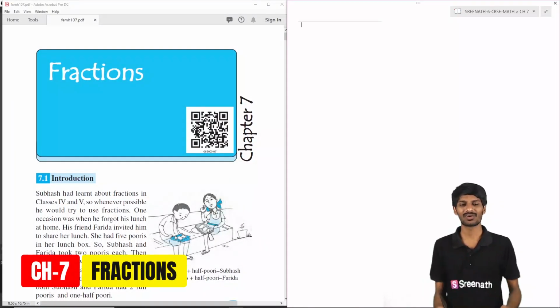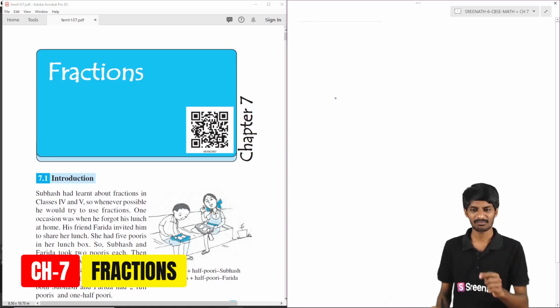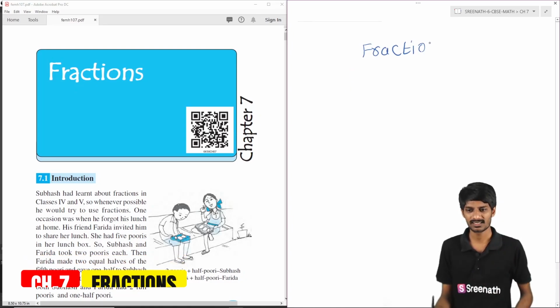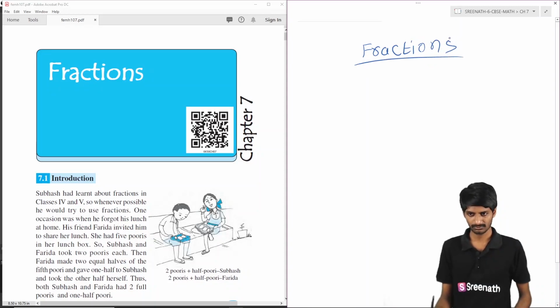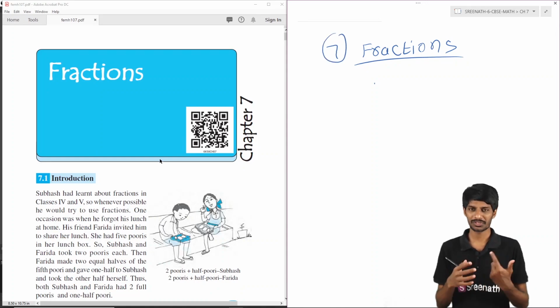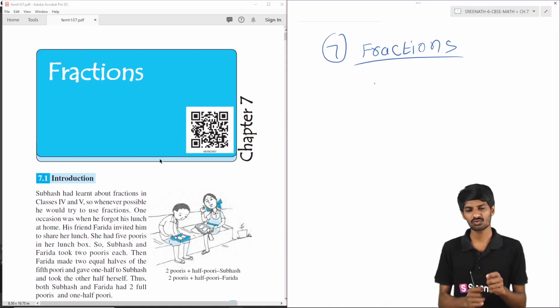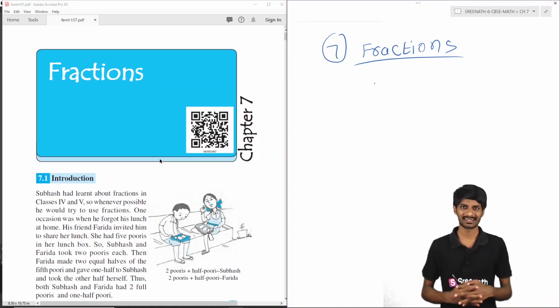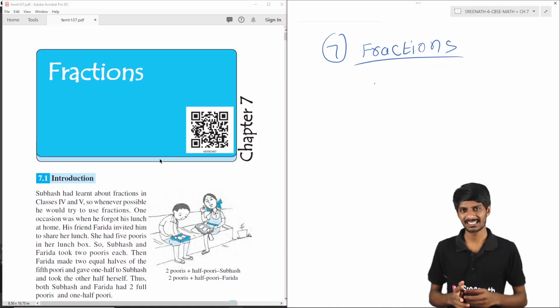So in this video we are going to discuss the 7th chapter, which is fractions, from 6th class maths students. From 6th class CBSE maths subject, we are going to discuss the 7th chapter, students. Okay. So before we start this session, we will just see what concepts we are going to learn. After that we will discuss each in detail.